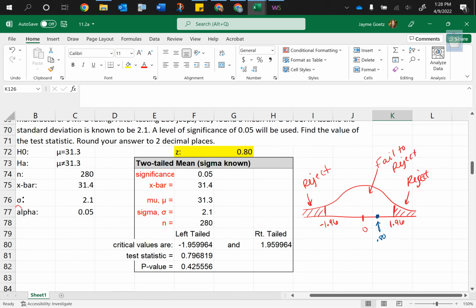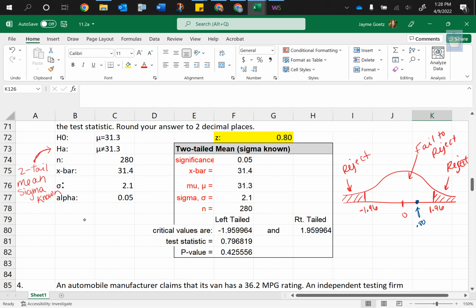Let's see if that works on number 3. Here on number 3, it was in the fail to reject region, so let's see if that works. My p-value is 0.43. And my alpha, my significance level, is 0.05, and 0.43 is greater than 0.05, my alpha. So here my p-value is high. If p is high, the null must fly. We fail to reject it.